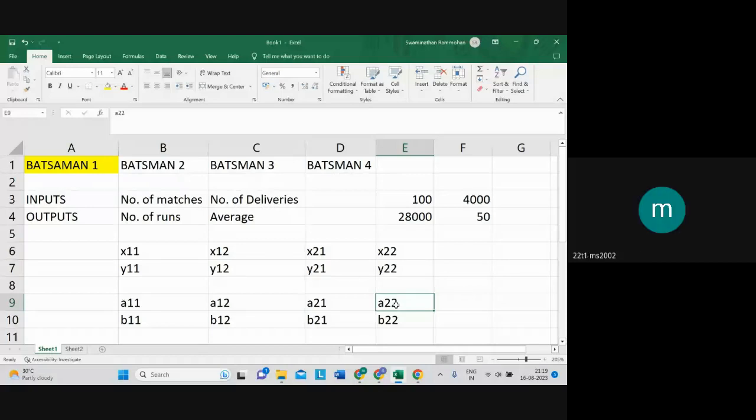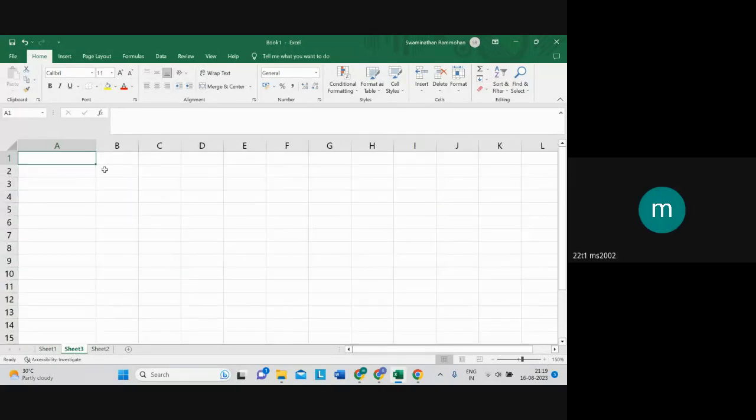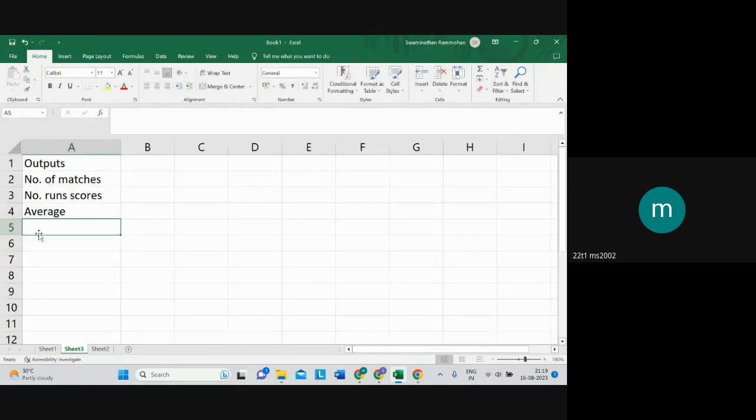Okay, we'll see what strike rate is all about, right? So can I explain the strike rate? Because it is very interesting. The question that you had asked me is very, very interesting. So let's take some outputs, right? Let us say number of matches is one output. Let us say number of runs scored is another output. Let us talk about average. You know what an average is. There is nothing fancy about this, right? There is something called strike rate.